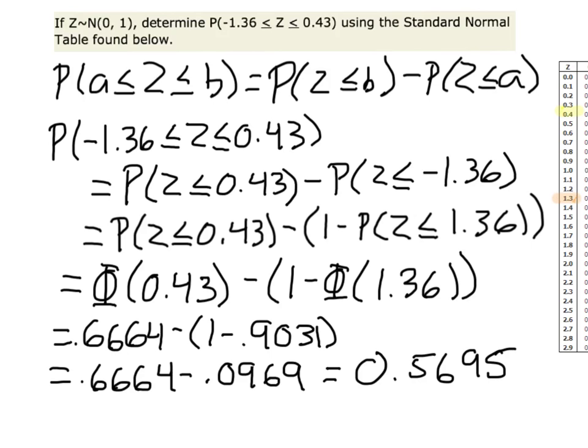So using the standard normal table, we have found that the probability that z is between negative 1.36 and 0.43 is 0.5695.